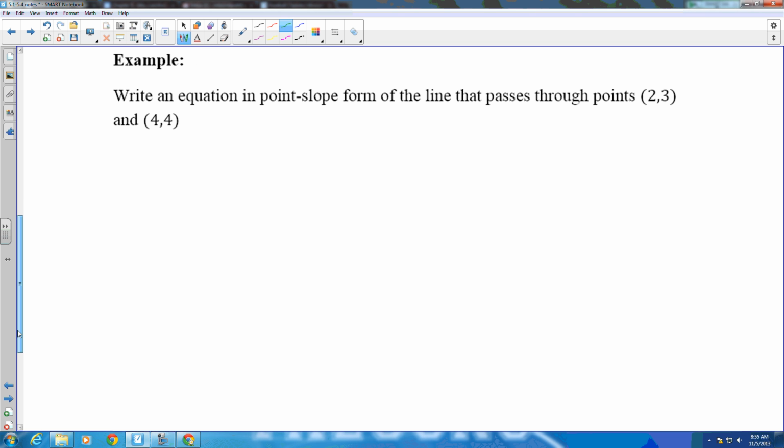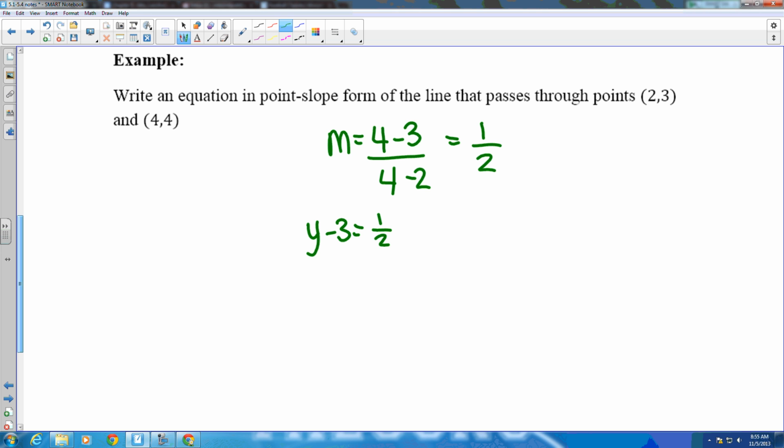Okay, so pretty much the same thing down here since we had to identify the points on the graph anyway. Write an equation in point-slope form that passes through 2, 3, and 4, 4. So you have to figure out the slope. 4 minus 3 over 4 minus 2, which is 1/2, and then pick a point. Could have y minus 3 equals 1/2 times x minus 2, or y minus 4 equals 1/2 times x minus 4. Either of those are correct.